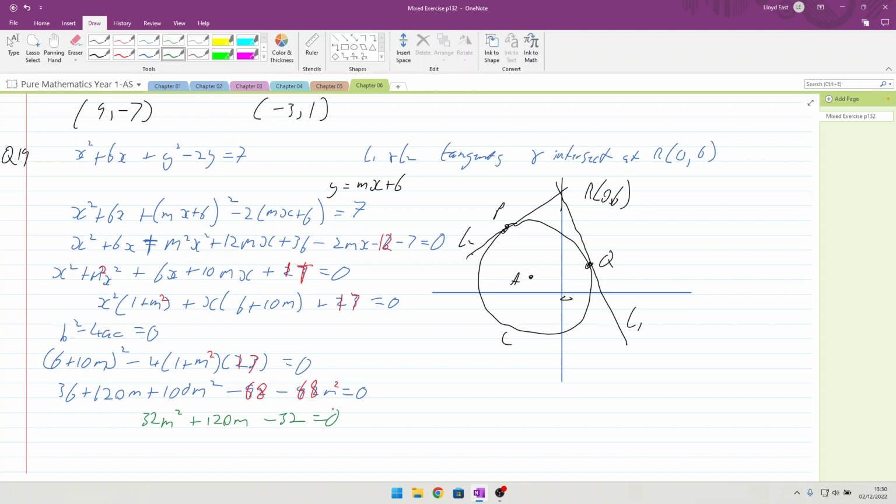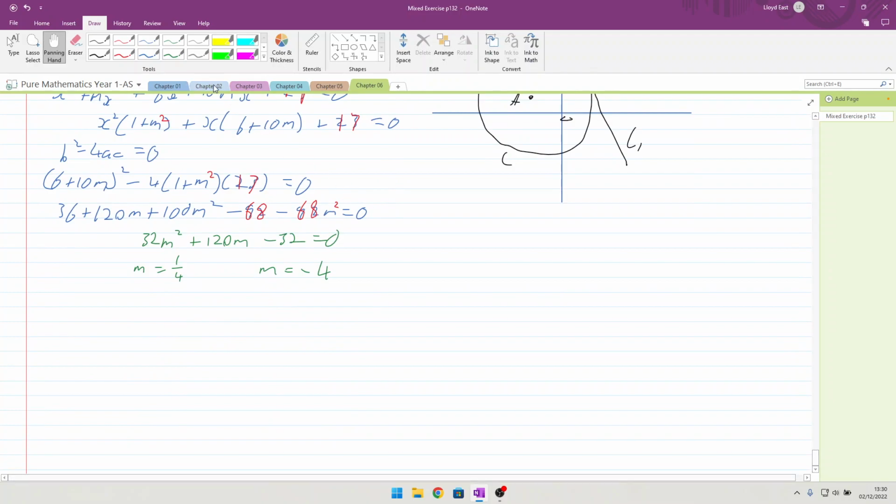Okay, put it in. 32, 120, and minus 32. And we get m is equal to a quarter. And having seen the answers at the back of the book, I know these are correct. M equals minus 4. Which gives us the two solutions for the straight line graphs, which is y equals a quarter x plus 6, and y equals minus 4x plus 6.